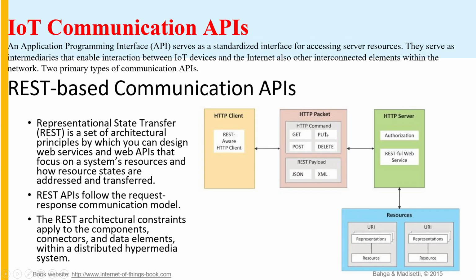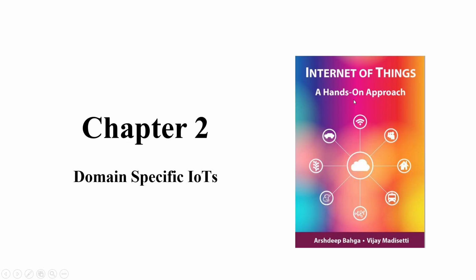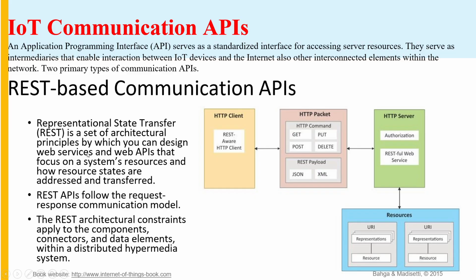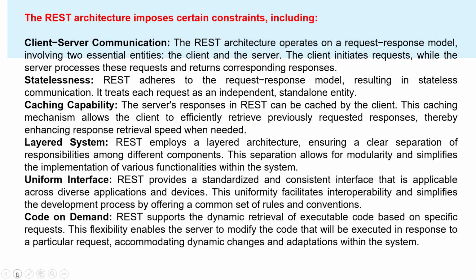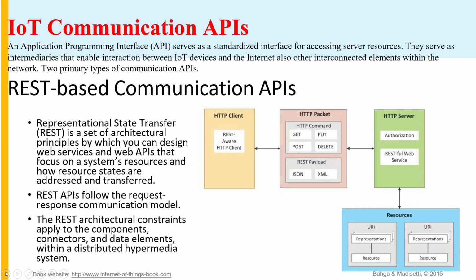Now coming to the third part, it consists of communication APIs, and we have only two types of communication APIs. One is REST-based, that is, Representational State Transfer protocol, and the other is WebSocket-based communication APIs. By seeing the diagram itself, you can understand. Anyhow, I will explain again.